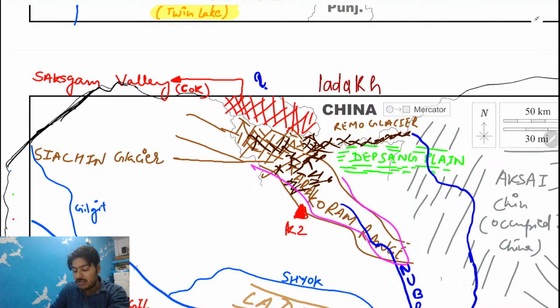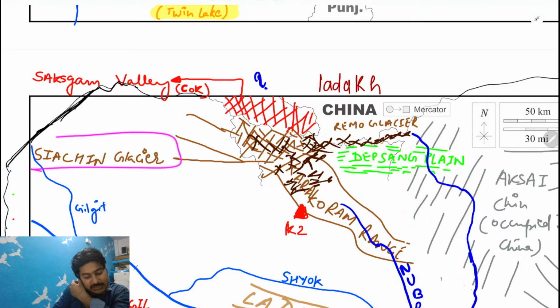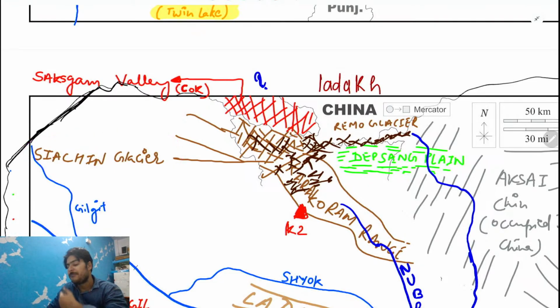Karakoram range. So this brown color thing is known as the Karakoram range. In addition to that, Siachen Glacier is also there. Siachen Glacier is known as the highest battlefield of the world. So what is the highest battlefield of the world? Siachen Glacier.